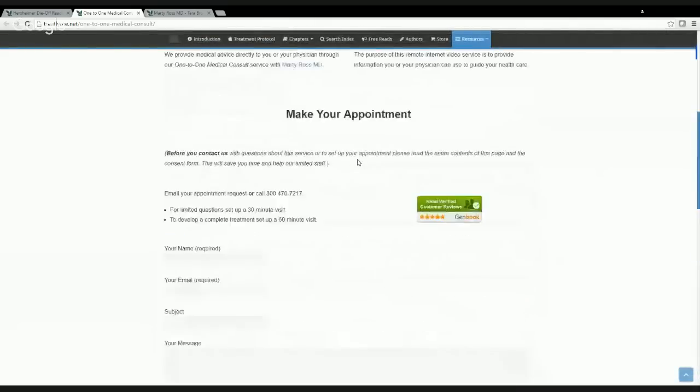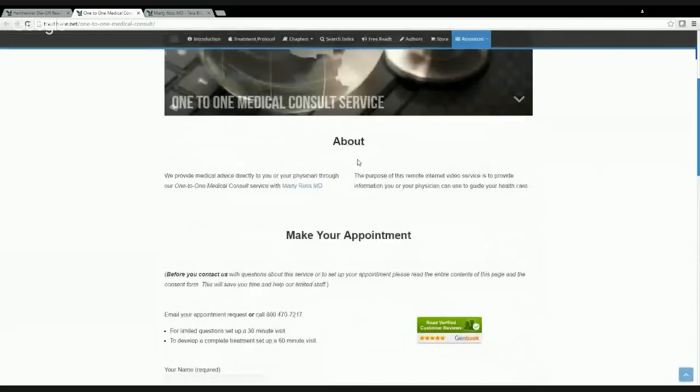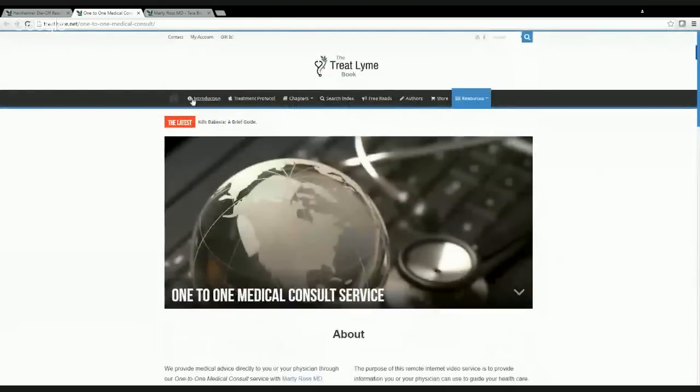The only thing about signing up for one of these one-to-one consults is, just be aware that I cannot prescribe for you unless I see you in person. But I give you a written note that you can take to your doctor at the end of the visit, and if you need prescriptions, they can take care of those prescriptions for you.